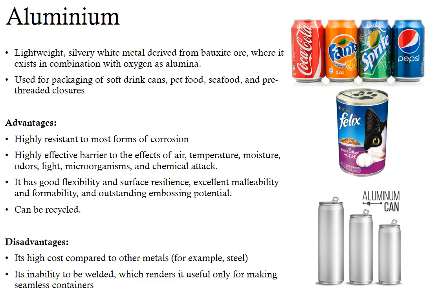There are various advantages of using aluminum, as it is highly resistant to most forms of corrosion. It has a natural coating of aluminum oxide, which provides a highly effective barrier to the effects of air, temperature, moisture, odors, light, microorganisms, and chemical attack. In addition, aluminum has good flexibility and surface resilience, excellent malleability and formability, and outstanding embossing potential. It is also an ideal material for recycling because it is easy to reclaim and process into new products.